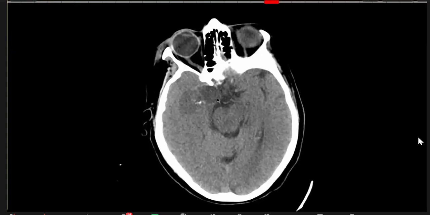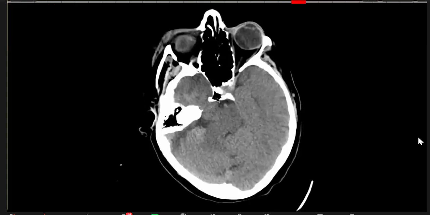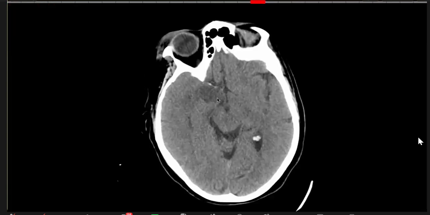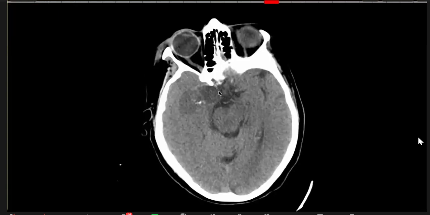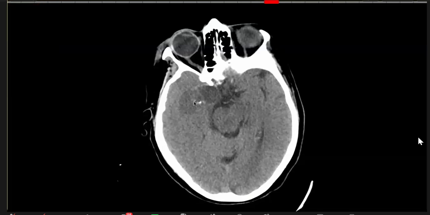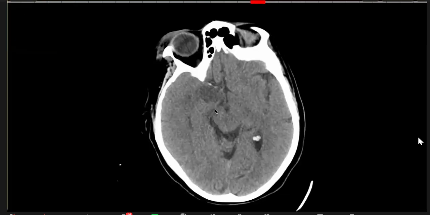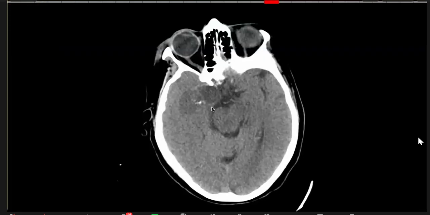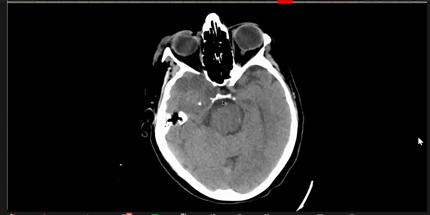Yeah, and it is extending into the... It is somewhat extending into the basal cistern. There is surrounding mass effect in the underlying temporal lobe. So it is in close proximity to the right middle cerebral artery, and also there is involvement of the right-sided cavernous sinus.